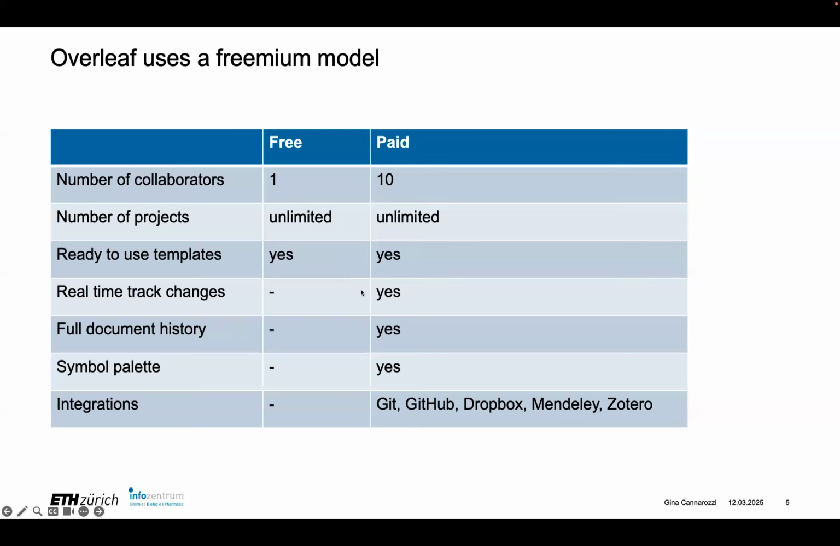In the paid version, you have real-time track changes, which is something that was missing for a long time. You have the full document history. A symbol palette makes it easier to type equations, and you have integrations to Git, GitHub, Dropbox, Mendeley, and Zotero. That means you can have your literature on Zotero and organize it there, and it'll integrate directly into Overleaf.